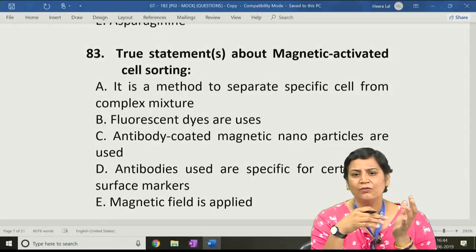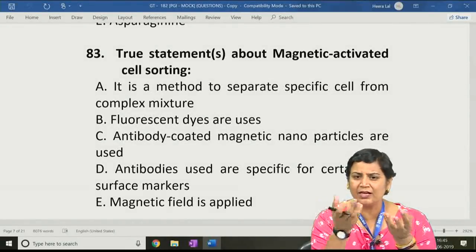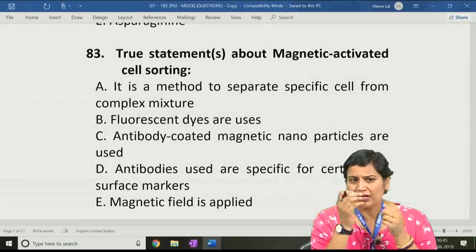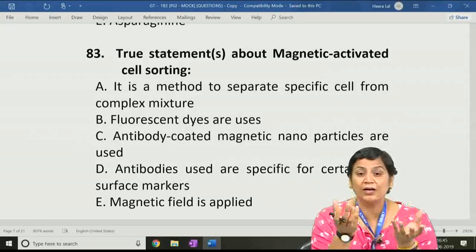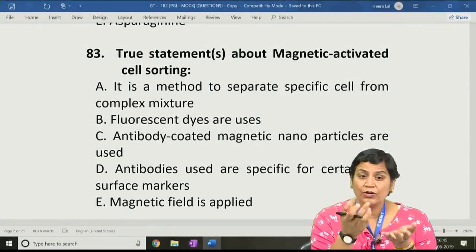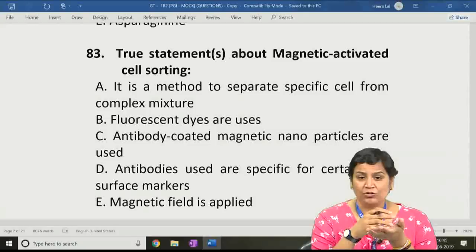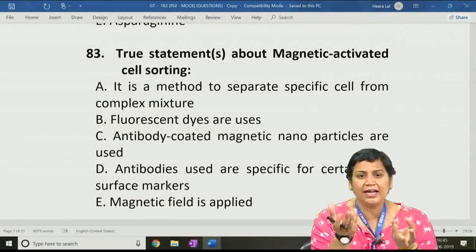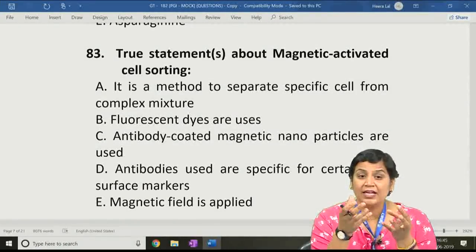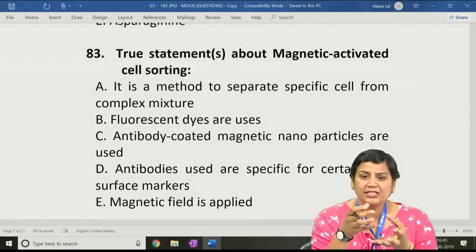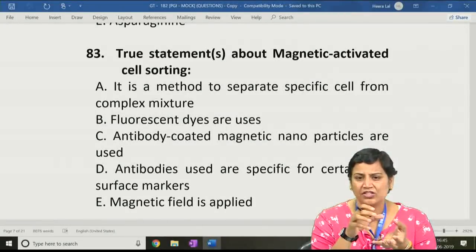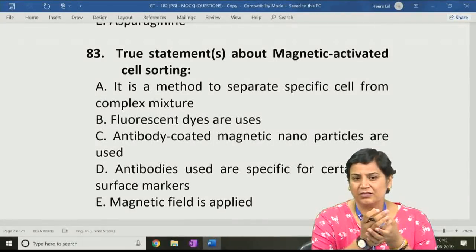The non-fluorescent ones are those where there is no affinity between the molecules. So here it is a method to separate specific cells from a given mixture. Fluorescent dye can be used, or cannot be used. But overall, magnetic activated means the antibody is coated with nanoparticles, and it is highly specific in action and acts on surface markers. So the true statement is, yes, it is a method to separate specific cells.